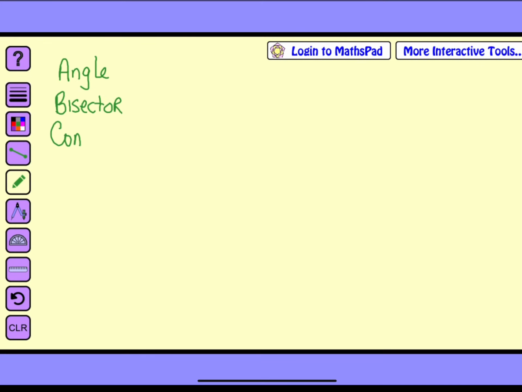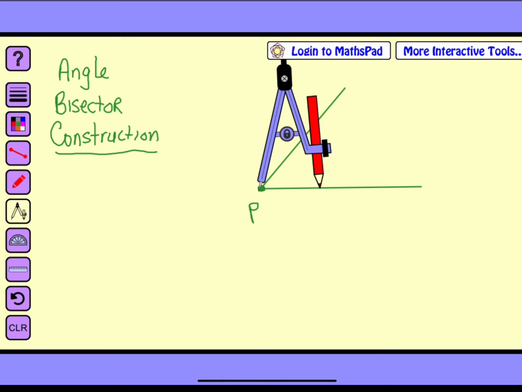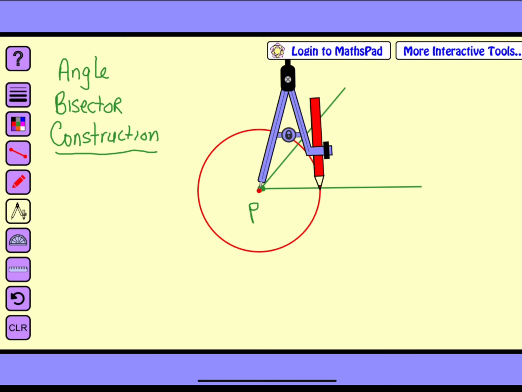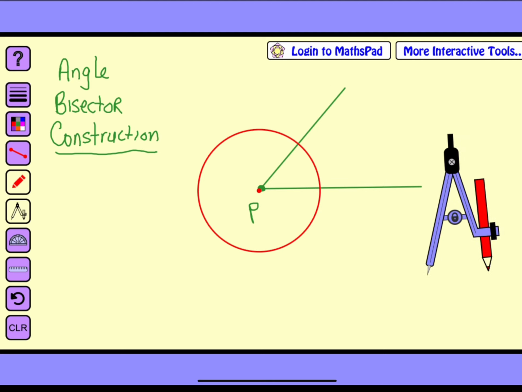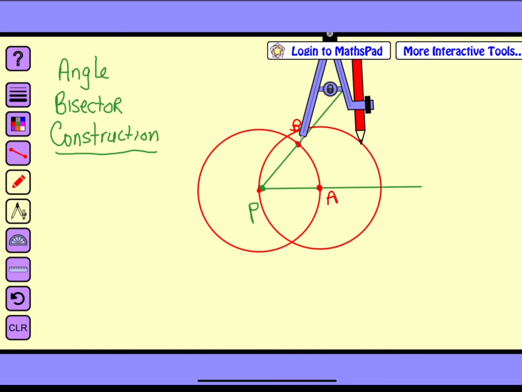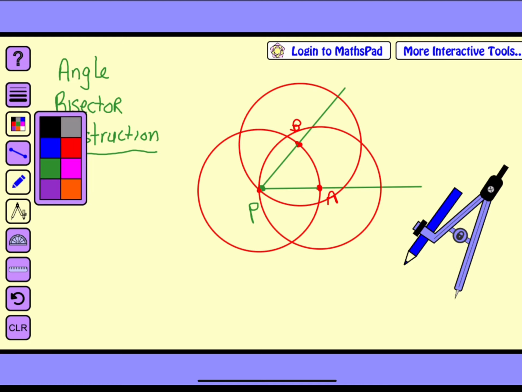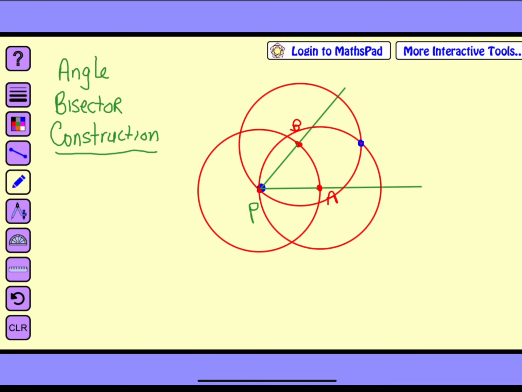Now, if we want to bisect an angle, that's going to take a few more steps. So let's create an angle for us to bisect, or cut in half. So we're going to start by creating an angle with vertex point P, and I'm going to take my compass and construct a circle around vertex P. Where it intersects the angle, I'm going to label those points A and B, and I'm going to create two more circles of the exact same size centered around each of those points.